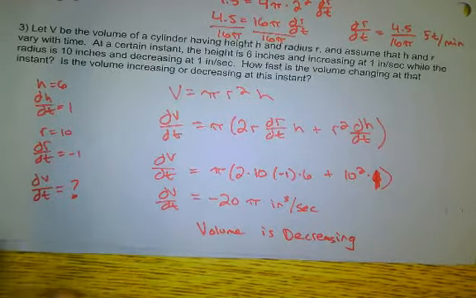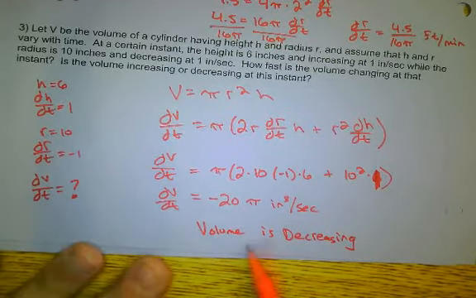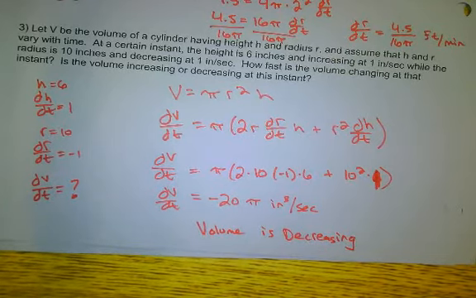People will get problems like this wrong because they'll write the volume is decreasing at negative 20 pi. I'm going, well, you just called it increasing. If you're decreasing at a negative rate, you're increasing. You can say it's increasing at negative 20 pi, or you can just say decreasing at 20 pi. Don't say decreasing at negative, please. People get that stuff wrong.